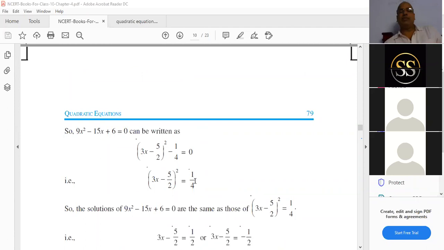Then I can simplify by completing square method. Everyone understand? Completing square method.